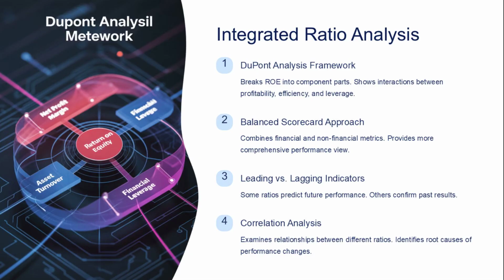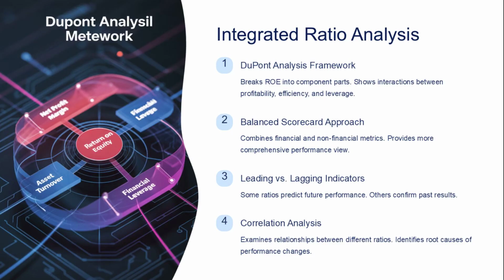The DuPont analysis framework breaks down return on equity, ROE, into its component parts: profitability, efficiency, and leverage. This shows how these different factors interact to drive overall financial performance. The balanced scorecard approach combines both financial and non-financial metrics to provide a more comprehensive view of company performance. This helps capture leading indicators as well as lagging ones.